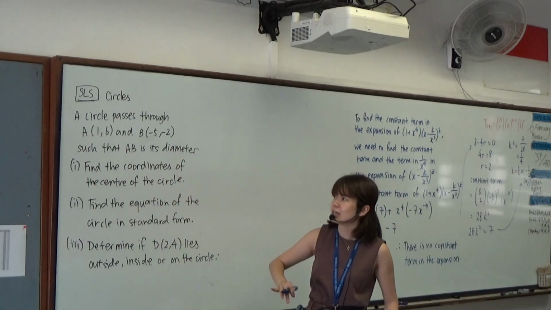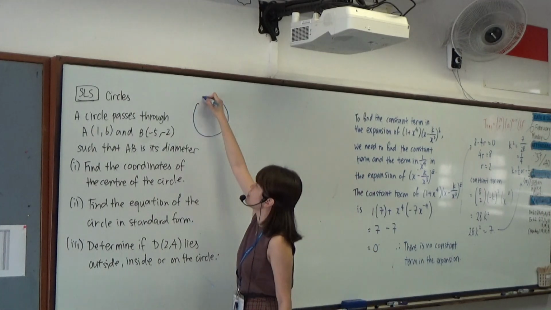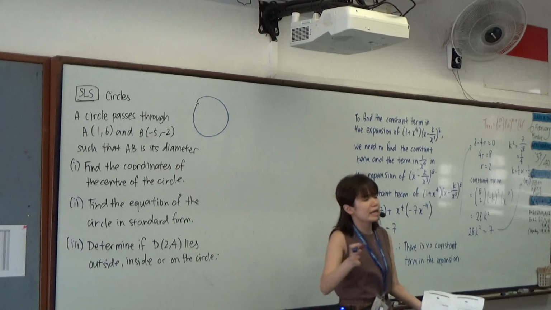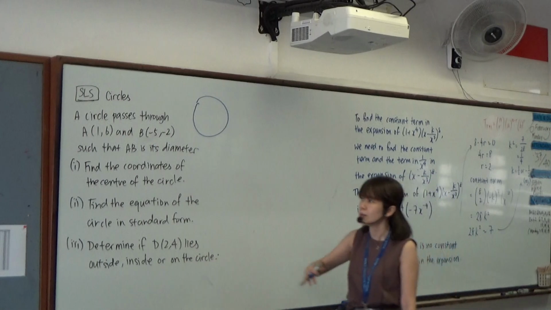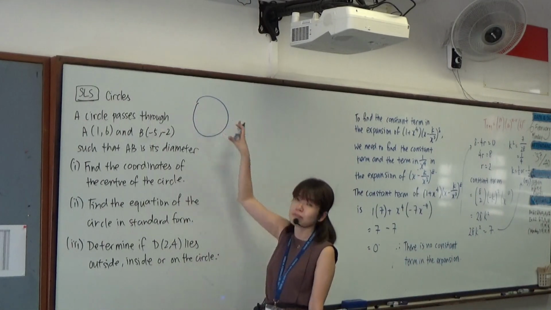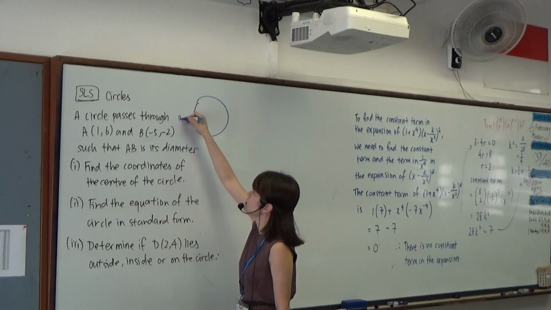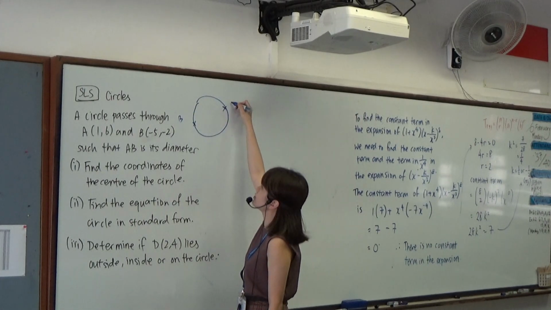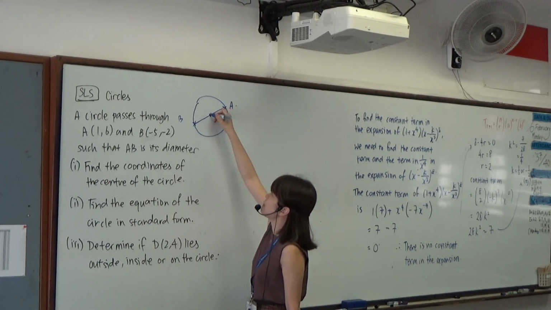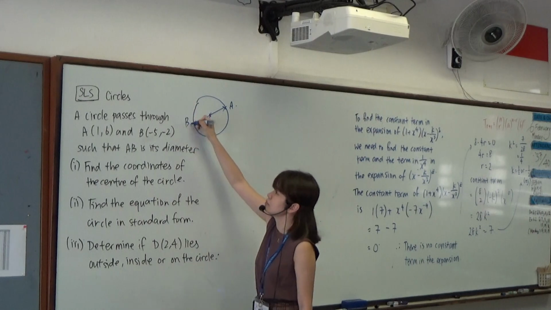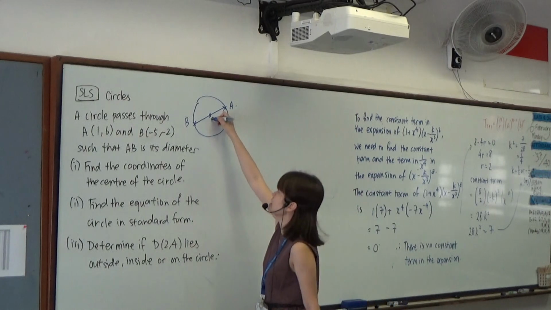So it says a circle passes through A(1, 6) and B(-5, -2), such that AB is a diameter. Just draw anything. Your diagram need not be accurate, although sometimes it will be helpful to have it accurately drawn, in the sense that the positions make sense. Let me have my B over here and my A somewhat here. It is a diameter, that means it passes through the center. We want to find the coordinates of the center of the circle. Let the center be C.